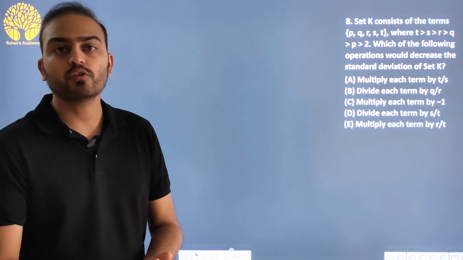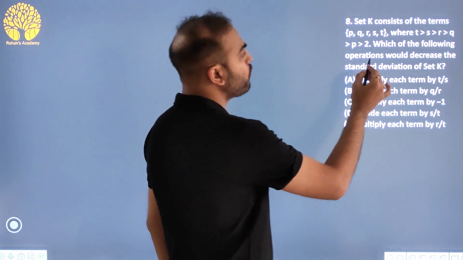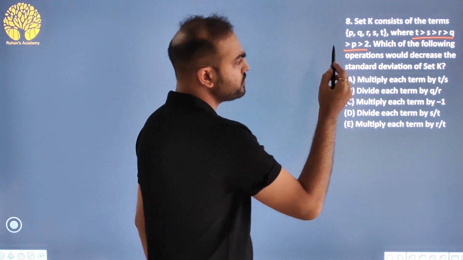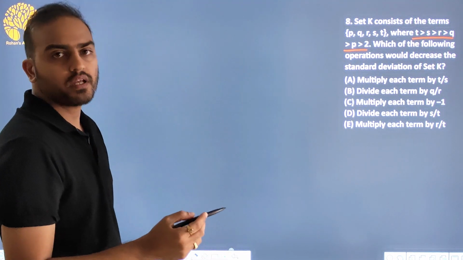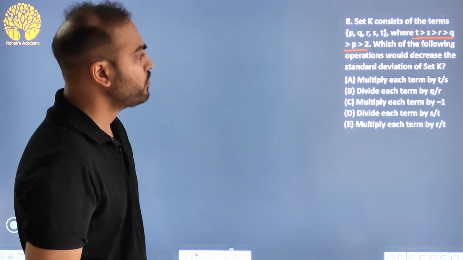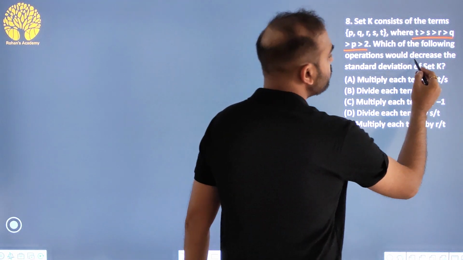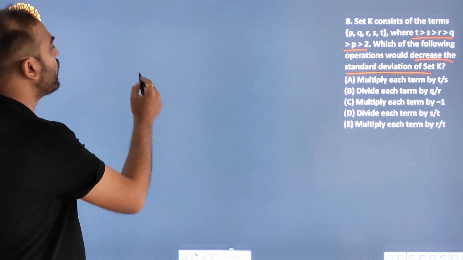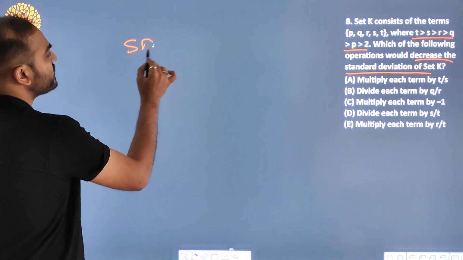Again, this is similar to the previous question type, right? What do we know? We have 5 values, T, S, R, Q, P, all greater than 2. What are we supposed to do? Decrease the standard deviation. Now, how can we decrease the standard deviation of a data set?